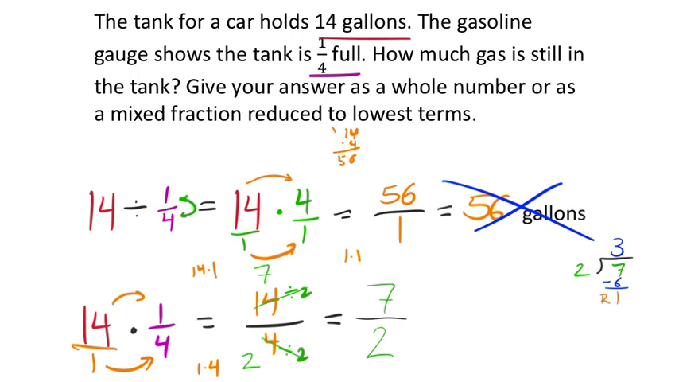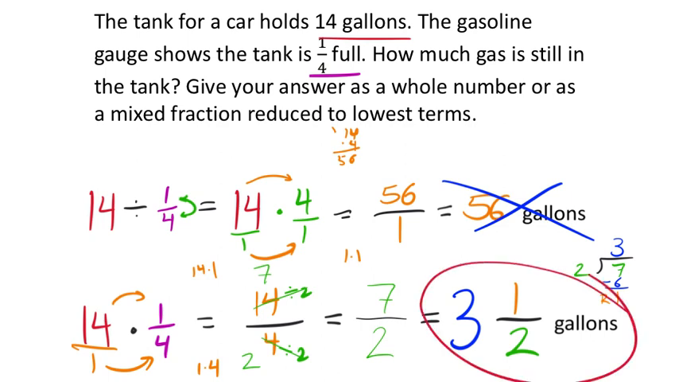And my final answer then, yeah, we still got the denominator of 2, but we have the whole number of 3 and the remainder of 1. 3 and 1/2. Now I will label this. That's how many gallons you got left over right there. There it is.